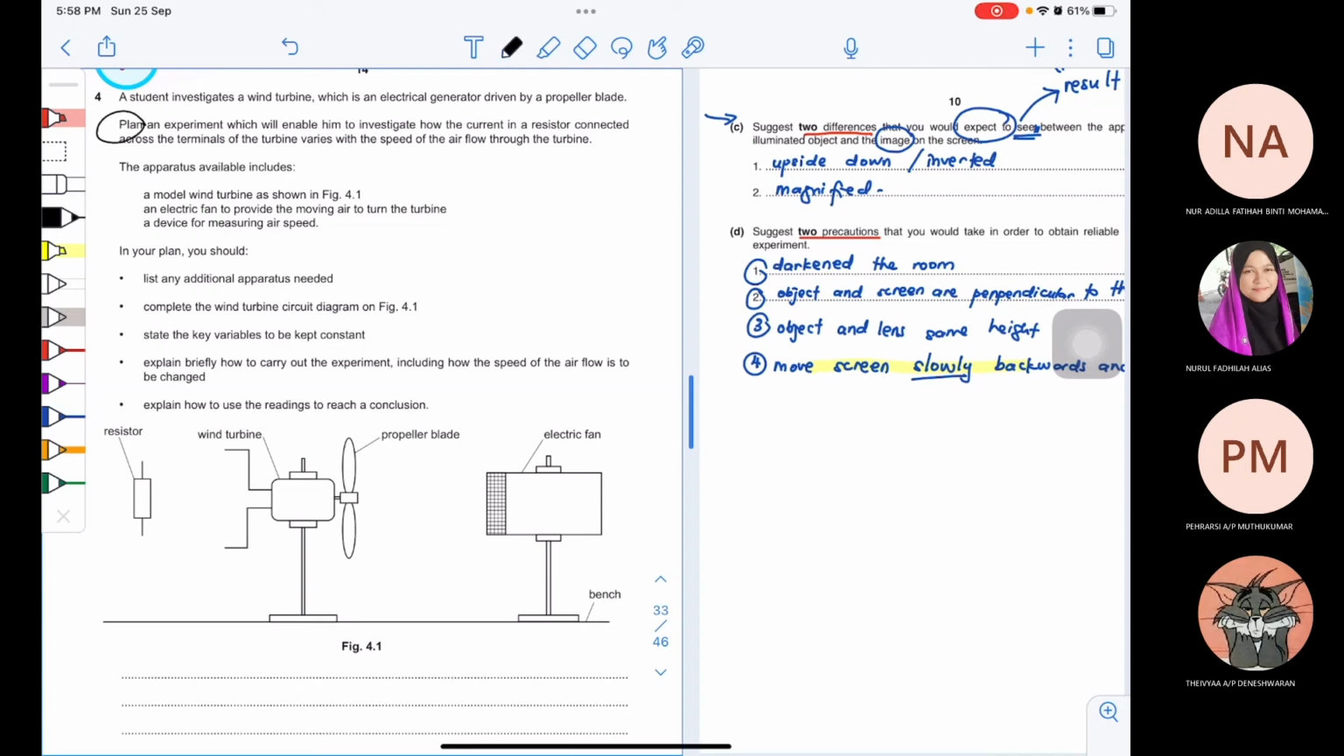Investigate how current in resistor varies with the speed of airflow. Ya? Jadi, apa apparatus yang you perlukan? How do you control the resistance? Okay. Right. So you listkan lah apa-apa tambahan yang ada.